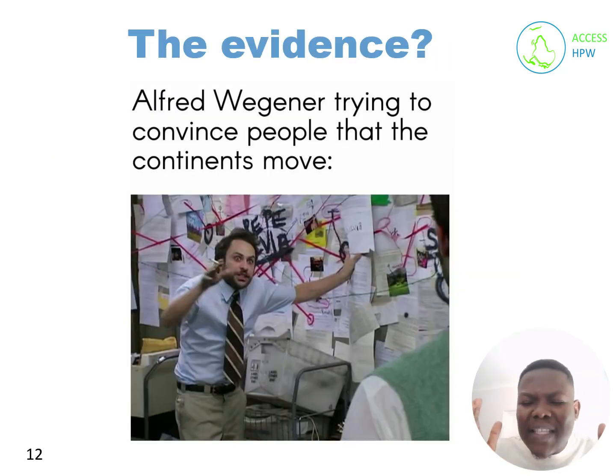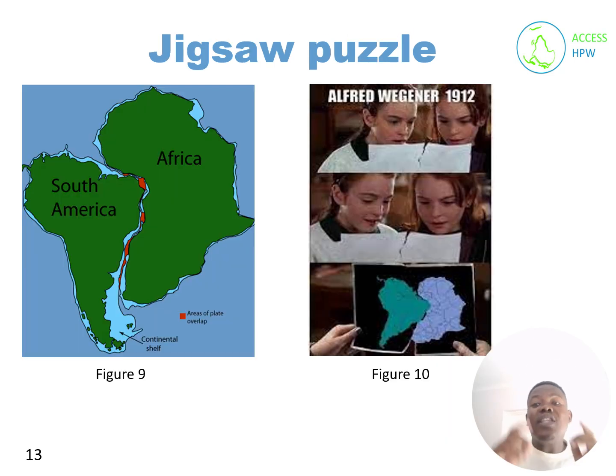So what's a theory without evidence? I mean, if I'm stating something, I have to give evidence, right? So what evidence did Alfred Wegener give? Let's look into those now. The first one is the jigsaw puzzle.